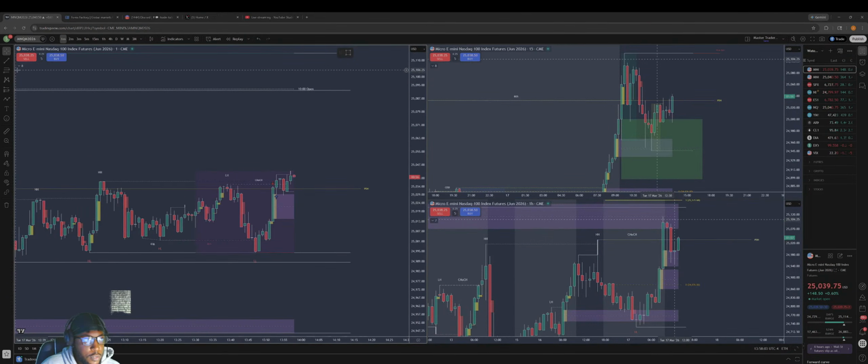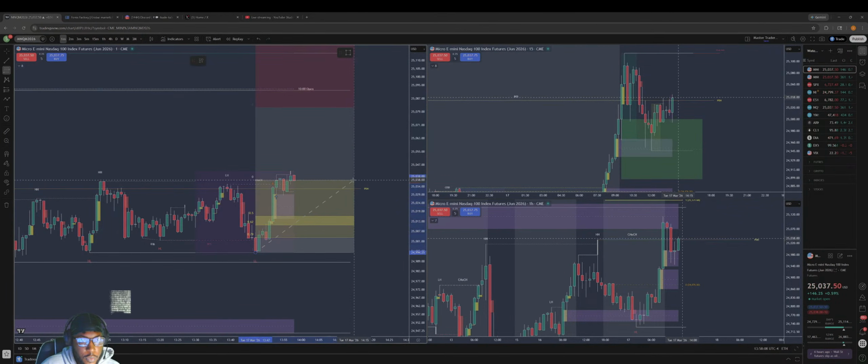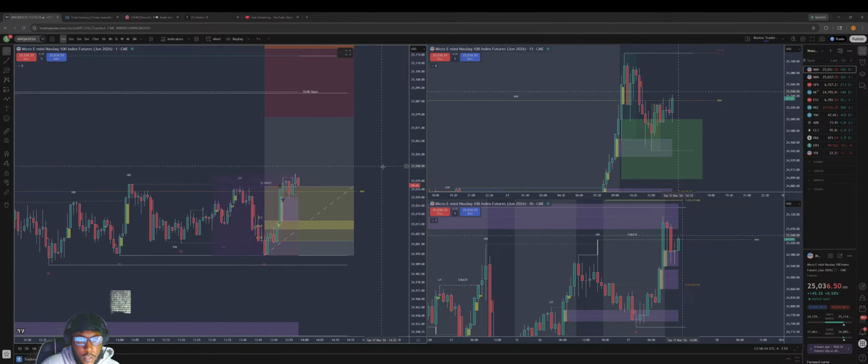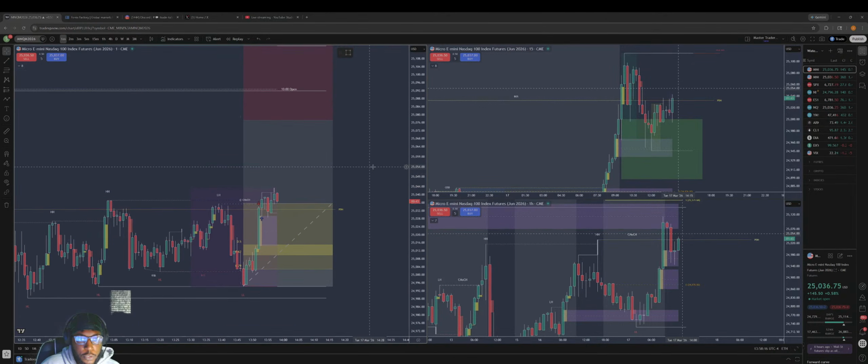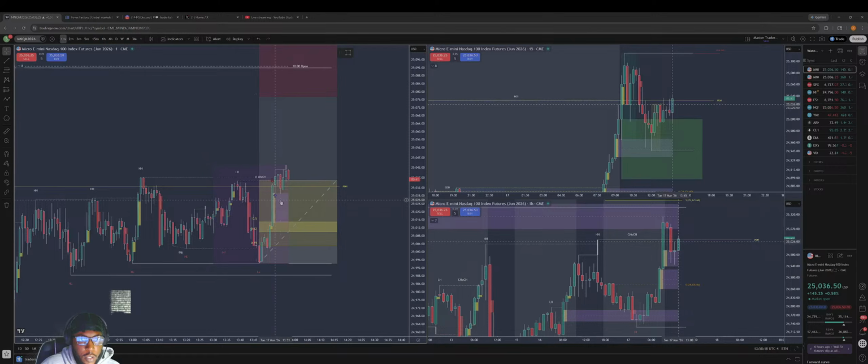Let's see. So we do got this low. Alright, so if the market wants to go higher from here, again, I would want to see a pullback into this yellow shaded area. Again, this is where I would want to get in the trade, right in this yellow shaded area. So it's the same thing when it came to the short trade that we tried.